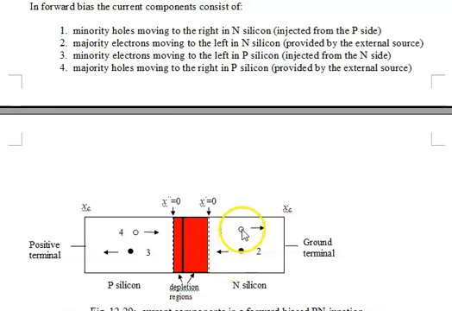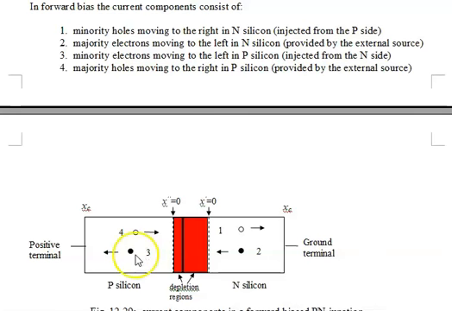Well, these guys move through diffusion, but these guys, they're not diffusing. They are majority carriers. They don't move by diffusion. They move by drift. So we have one component which is diffusion, and we have electrons which are moving by drift. We have exactly the same thing on the other side.